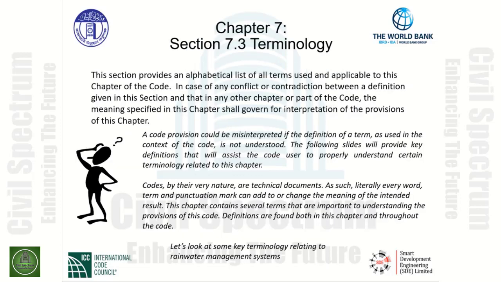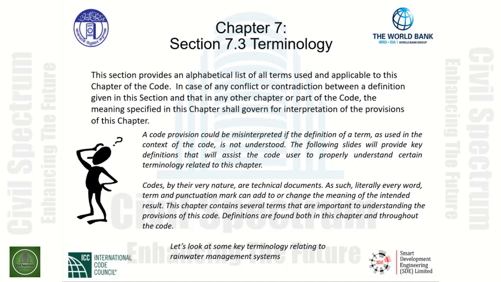Section 7.3, Terminology. This section provides an alphabetical list of all terms used and applicable to this chapter of the code. In case of any conflict or contradiction between a definition given in this section and that in any other chapter or part of the code, the meaning specified in this chapter shall govern for interpretation of the provisions of this chapter. A code provision could be misinterpreted if the definition of a term as used in the context of the code is not understood.